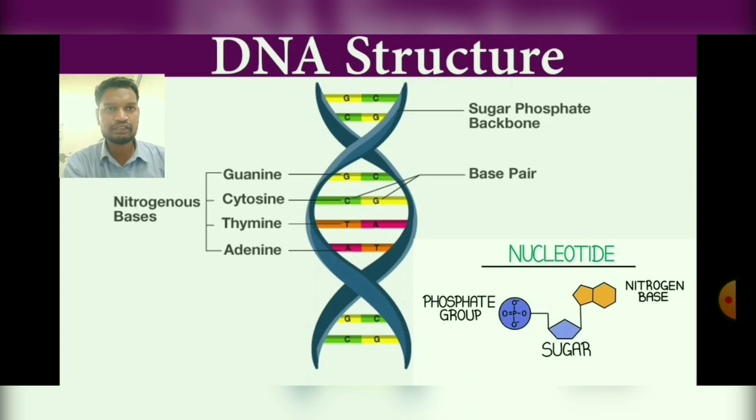DNA forms the component of chromosomes which carries the hereditary information. The hereditary information which is encoded in DNA is called genome. And each DNA molecule is divided into discrete units called genes.